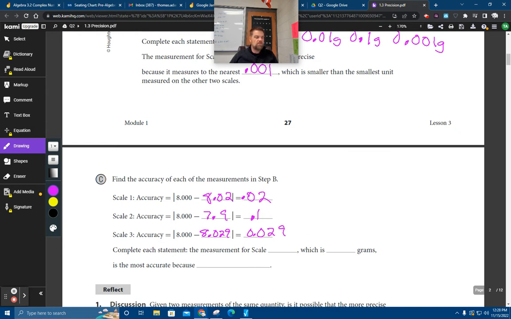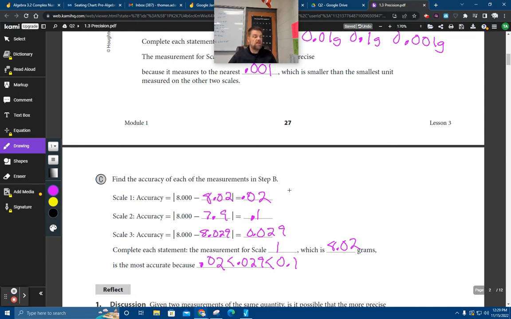So we're almost done. Complete the statement for the measurement 1 is 8.02 grams, and the most accurate because 0.02 is less than 0.029 is less than 0.1.